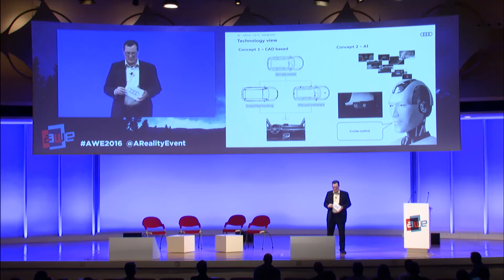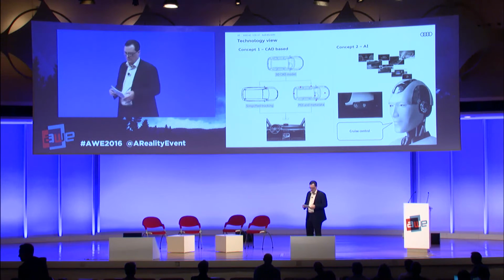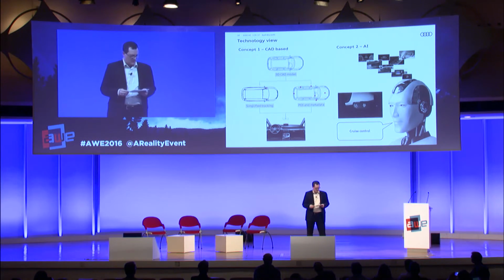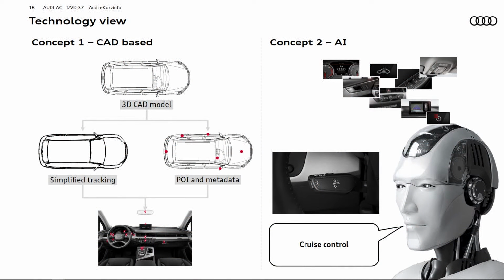Let us come to the second view. It's the technology view. Of course, the production needs to get faster, and we have to reduce the complexity of adding new models. Therefore, at the moment, we are looking at two concepts. You can see them right behind me. The first concept is based on a whole CAD data process. The idea is that we take a CAD model, like a Q7, and we simplify this model so that it matches every Q7 we produce. Then we define our POIs, metadata, and so on, just in the CAD model, and everything is done in CAD.